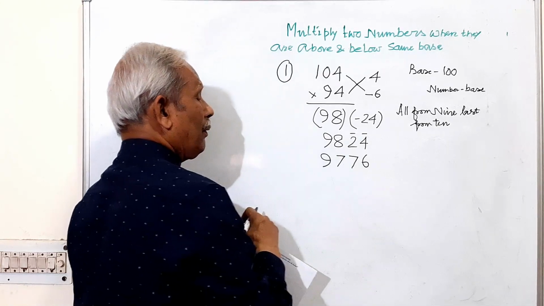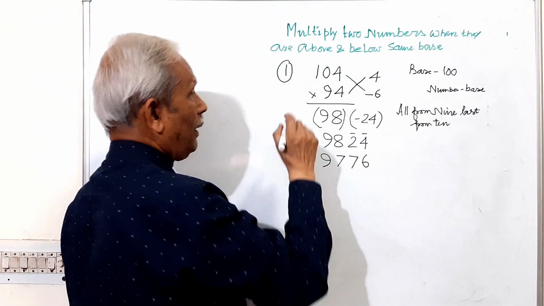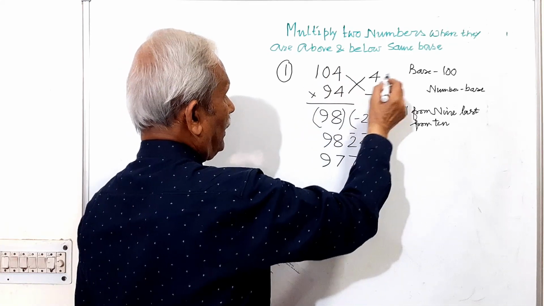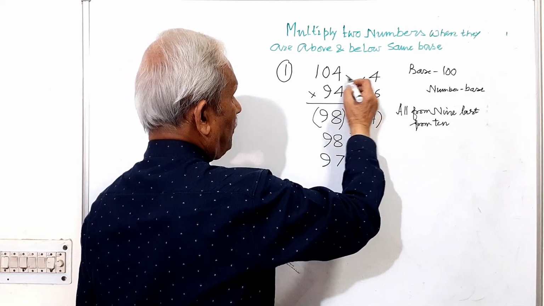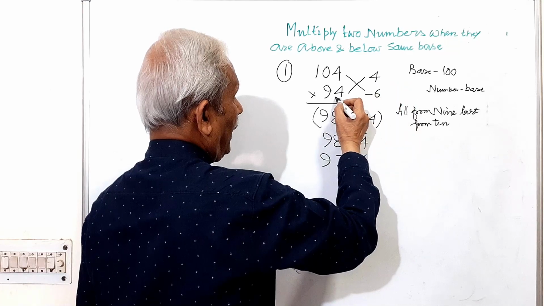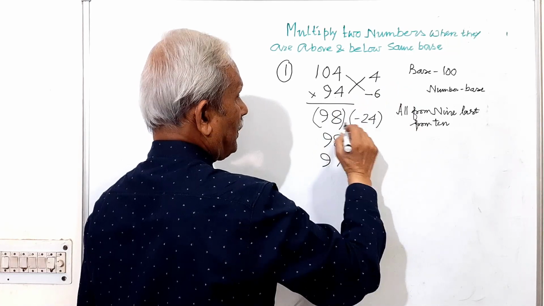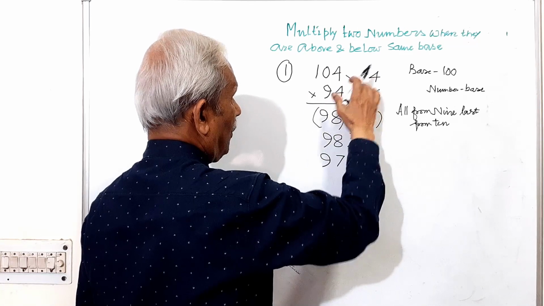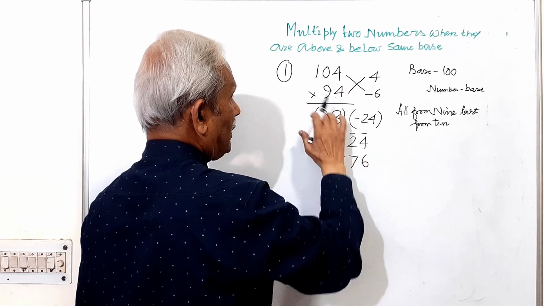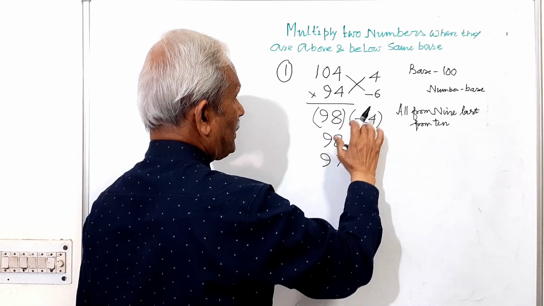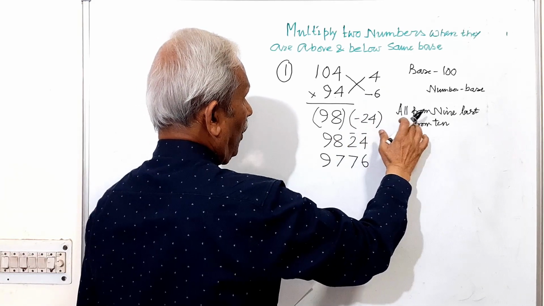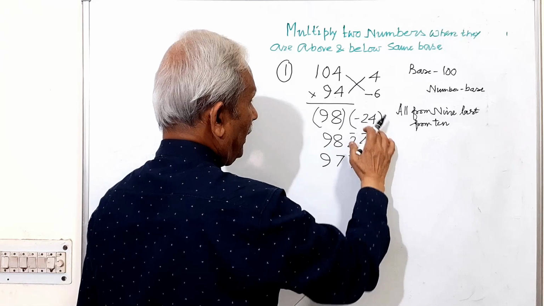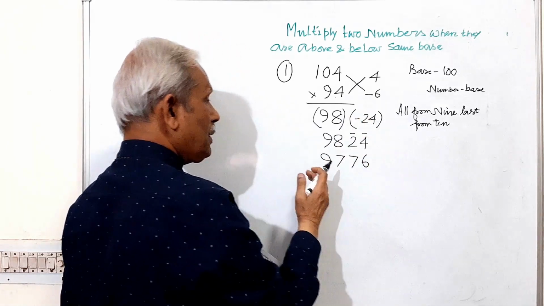Well, I'll repeat it again. We have taken the numbers 104 and 94. Here the base is 100. 104 minus 100 is 4. 94 minus 100 is minus 6. The first part of the answer by cross addition or cross subtraction is 98, and 4 into minus 6 is minus 24. Using all from 9 and last from 10, you have to devinculate it. This is a bar number, and you have to remove this bar.